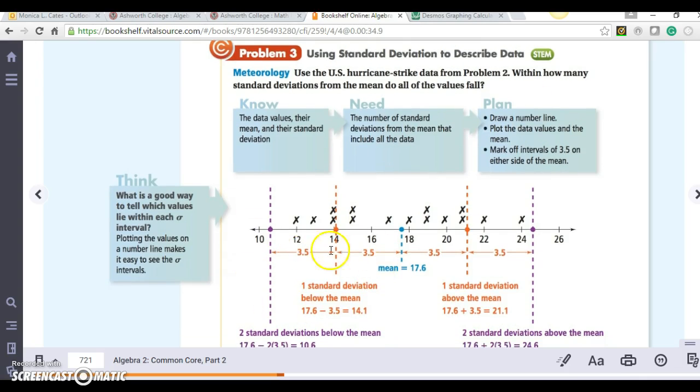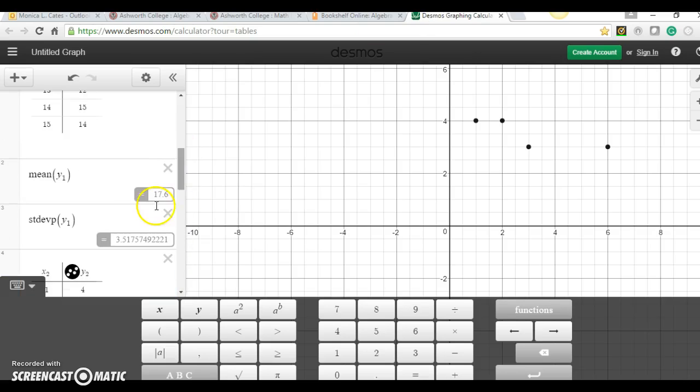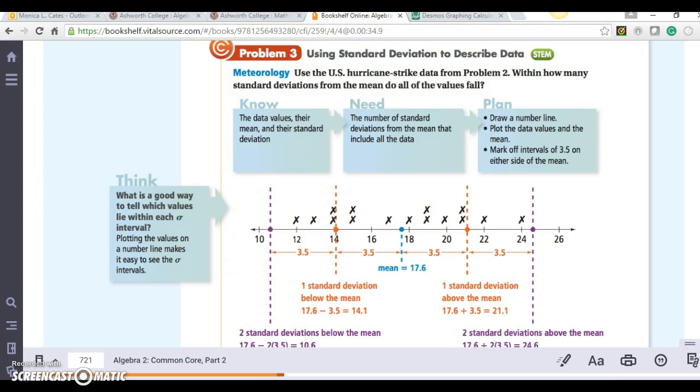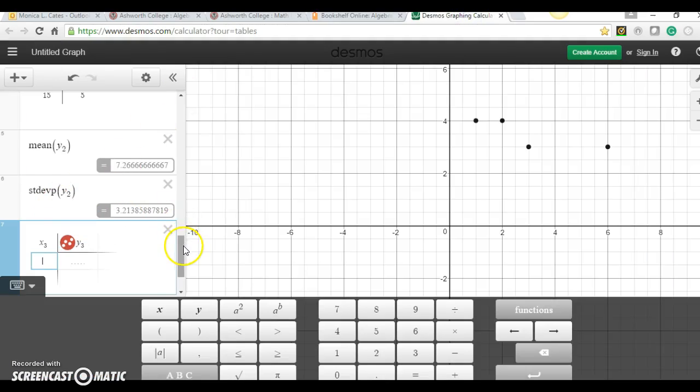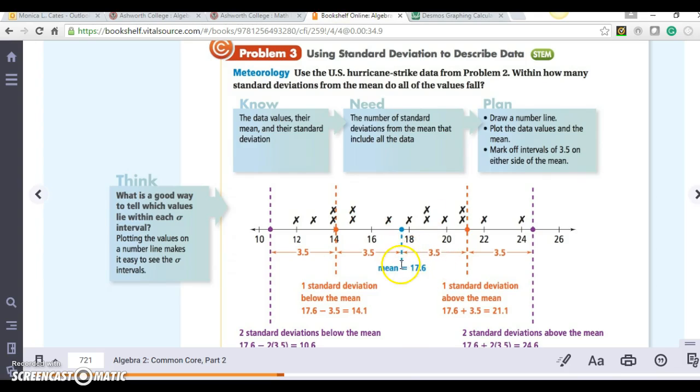Okay, so as you can see, they've plotted all the points. And so they've taken the mean value, and we found the mean last time. Our mean was 17.6. And so our mean is 17.6 here. Our standard deviation was 3.5. And we found 3.5 as well. So what they've done here is they've taken it and they've added 3.5 to 17.6. And they came up to this point here.